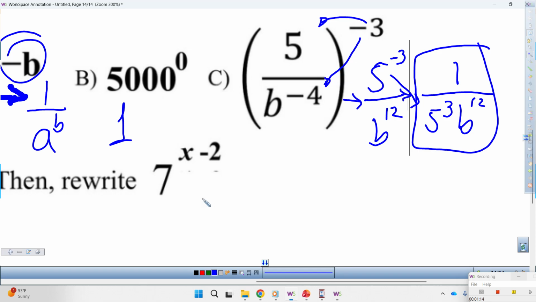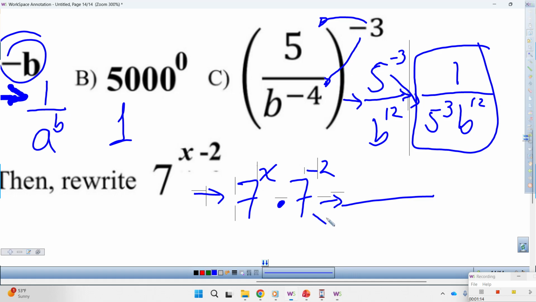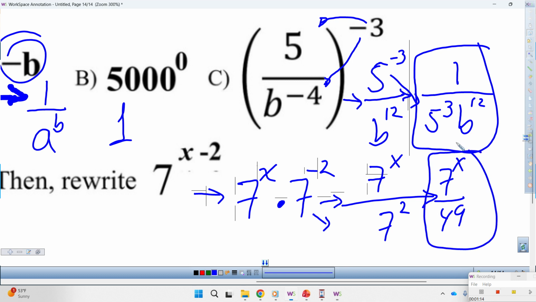7 to the x minus 2 becomes 7 to the x times 7 to the negative 2. Once again, can we have negative exponents? No, that goes to the denominator. The other stays in the numerator. So this is 7 to the x over 49. You get that, Miguel? Let's go.